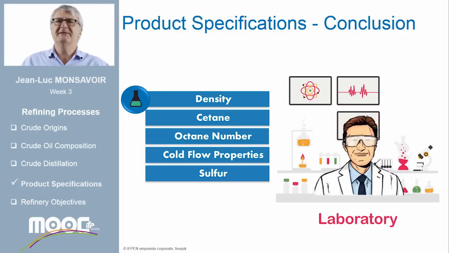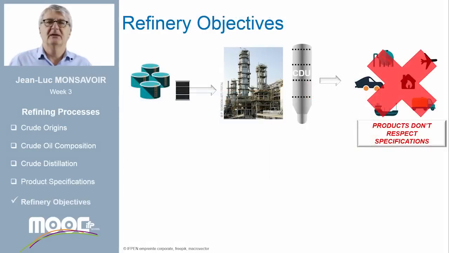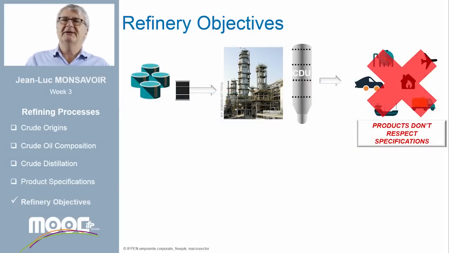But to finish the first video, I would like to discuss the first objective of a refinery. At the outlet of the distillation unit, the products do not respect the specification of the final commercial products. For instance, the sulfur content of the gasoline or diesel fuel at the outlet of the CDU is much higher than the specification of 10 ppm weight. Likewise, the octane number of the gasoline is far below the 95 RON targeted in Europe.